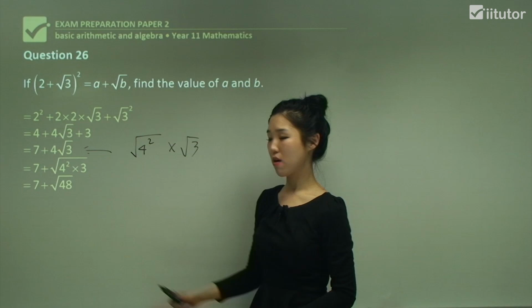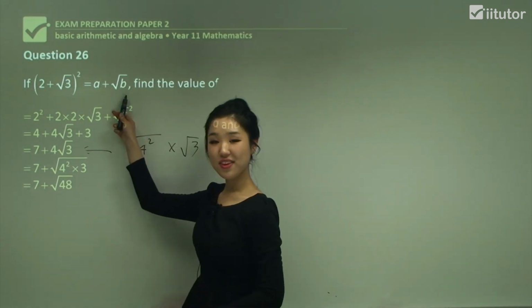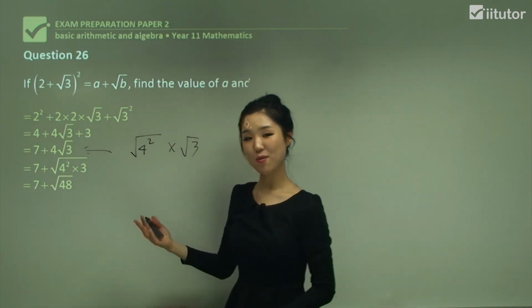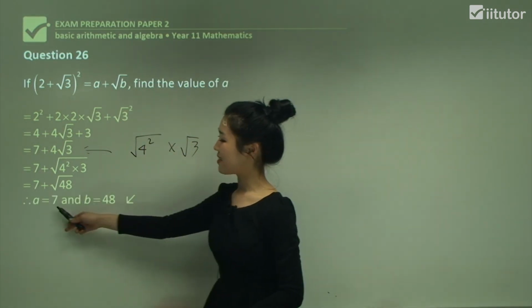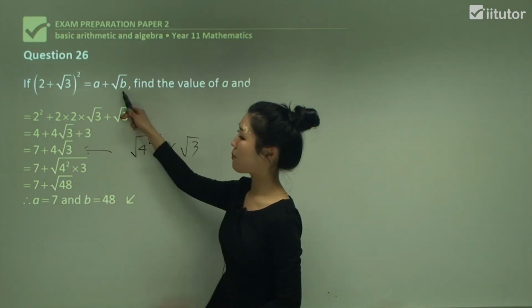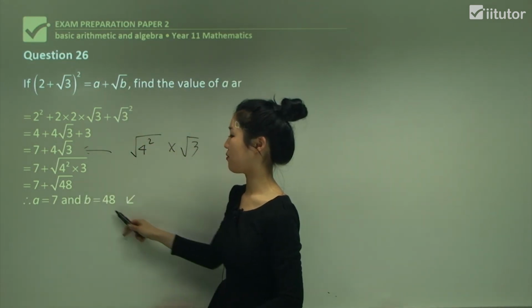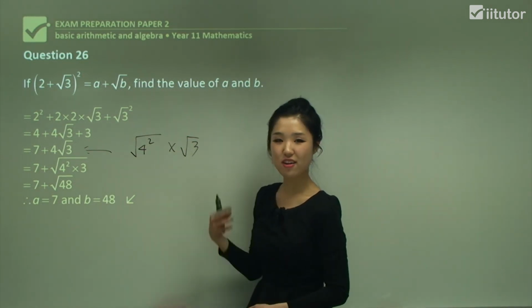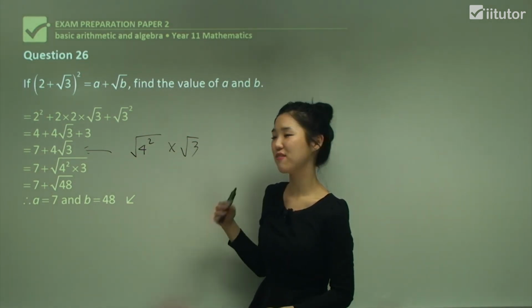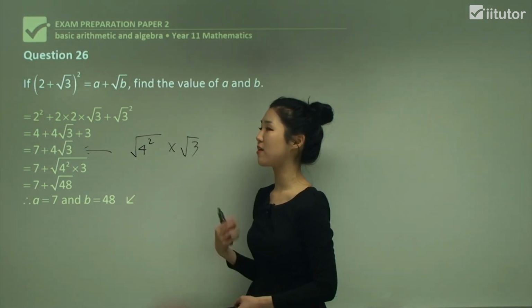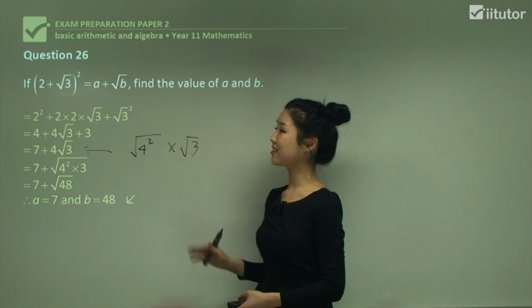So now compare it with this side. I think you can see that these two are in the same form. So what's A and what's B? A is 7, simply the number out the front, and B is simply the number inside the square root, so B is 48, and that's it. So again, you should know how to approach these kind of questions by now. It's a very typical exam type question, so make sure you know how to do that. Always use some comparisons. So that concludes this part.